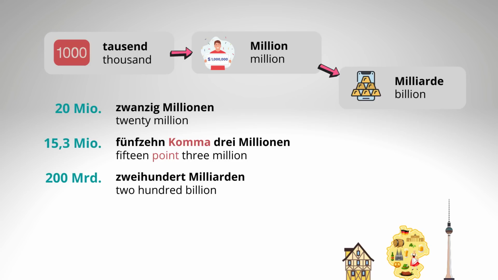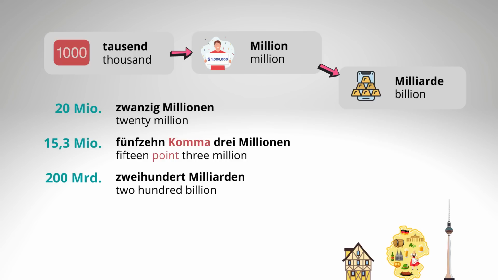But let's go even one step bigger. The next step after million, so 1,000 million, would be 1 billion, or in German eine Milliarde. Eine Milliarde. Be careful here, because in German there's also a number called eine Billion, but that number means 1 trillion. So if you want to translate 1 billion, that would be eine Milliarde, and if you want to translate 1 trillion, that would be eine Billion. So Milliarde always means billion.